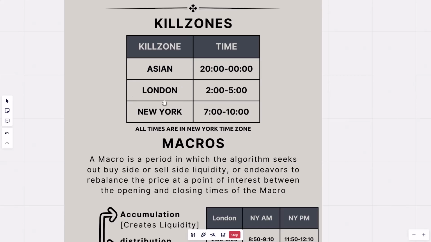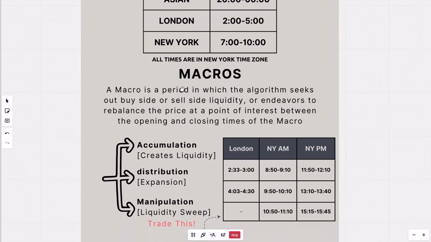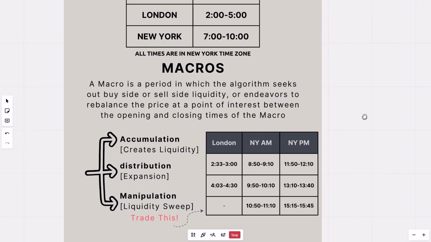So we have Asian, London, New York. Usually I'll be focusing on the London and New York kill zones. All those times are in New York time zone. Then we have macros, and a macro is a period in which the algorithm seeks out buy side or sell side liquidity, or it simply rebalances a point of interest, for example, a fair value gap. So rebalancing a fair value gap.